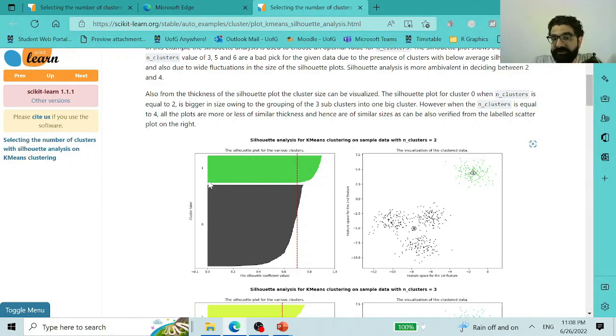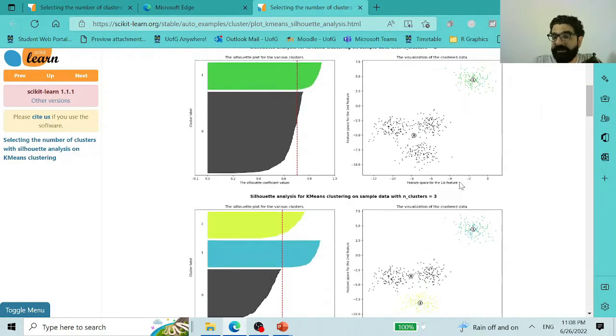And if you notice here, the range of the values is from 0 to 1, which means I don't have negatives, which means that my clustering is good. And the average silhouette statistic for the full clustering is around 0.7. And this is a good value. And as you notice here, it looks like the clustering is good.